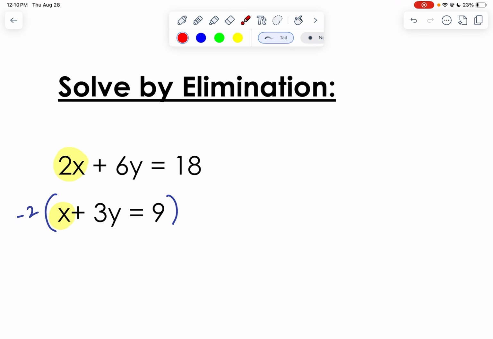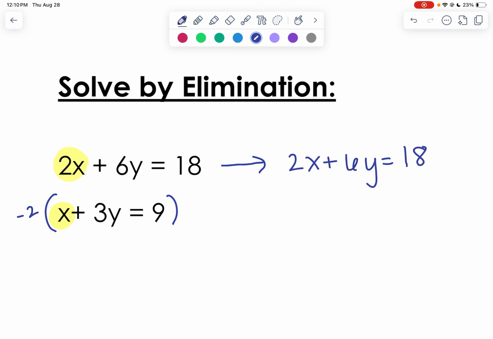Now, that's a legal move. You can make them match. You can make sure that you have the right amount of each one, but you just have to multiply everything. So I'm going to keep the top one the same. 2x plus 6y equals 18. And then in the bottom one, I'm going to multiply by -2. So I have -2x minus 6y equals -18.